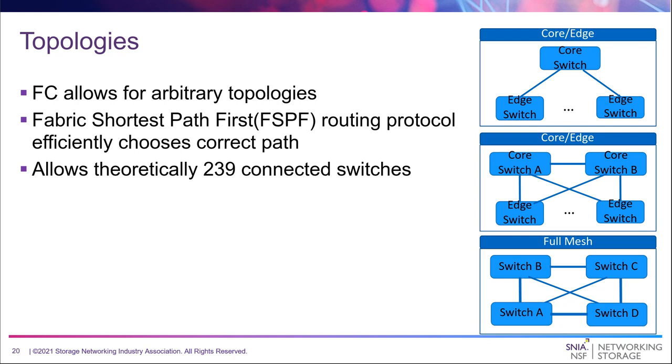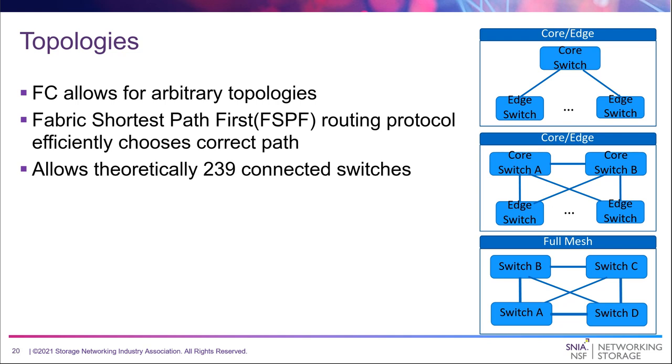Fibre Channel also allows a number of arbitrary topologies, and Fibre Channel has a protocol for routing, or if we have any of our UK friends on the phone, routing, you know, fabric shortest path first, right? And you can sort of think of this as similar to some of the Ethernet routing algorithms that exist as well. In theory, the address range allows up to 239 connected switches. I've never seen a fabric of that size. I think the maximum fabric size I've ever individually encountered was 80 some odd switches in a single fabric.